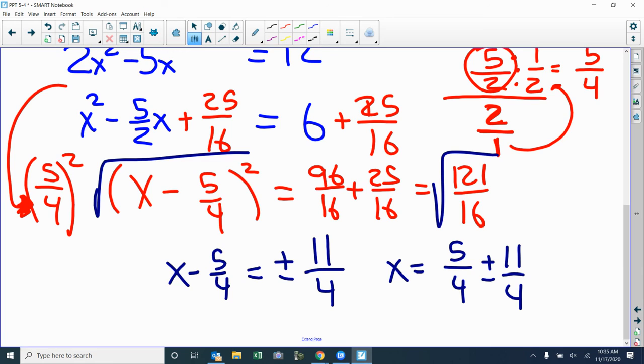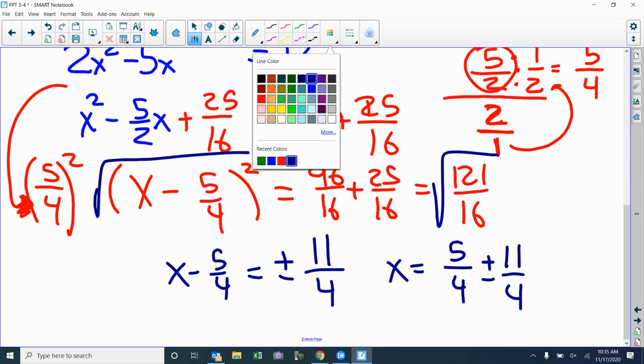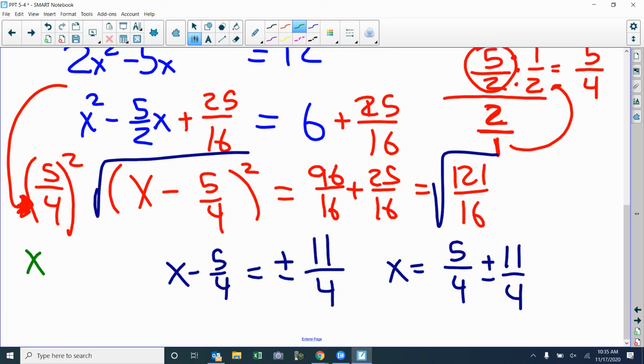How are we doing? There is actually one more thing we can do here. I know it sounds a little bit extra. 5 plus 11 gives me what? 16. So 1x is 16 over 4, which is 4, isn't it? What is 5 minus 11 going to give me? Negative 6 over 4, which will simplify to negative 3 over 2. And that's some fun math right there, boys and girls.